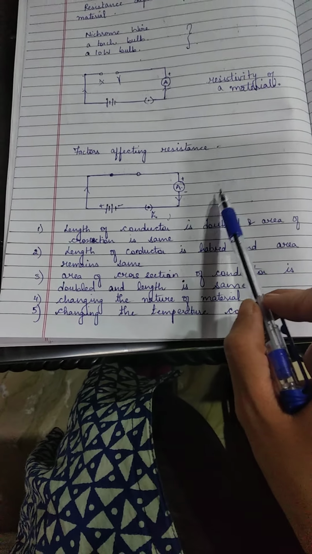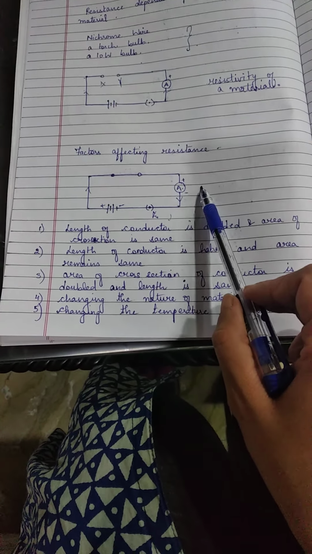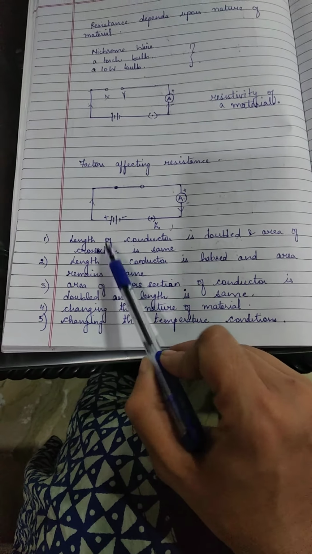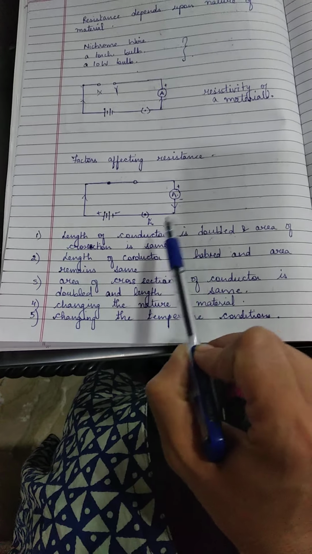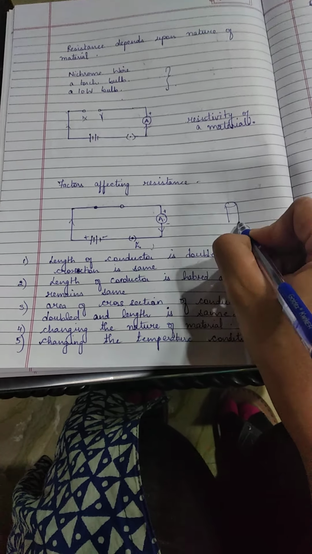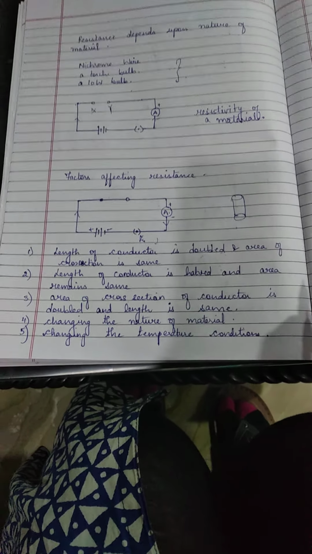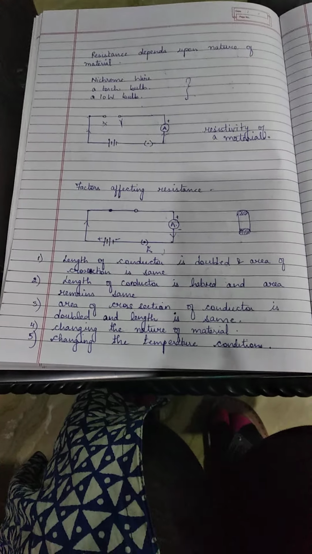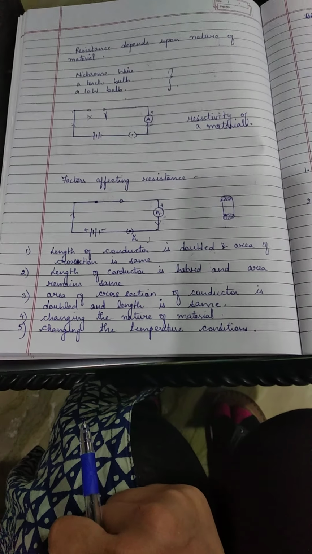So the value of current will be different in this case. That is, I have changed the length of the conductor, but not the area of cross section. Now for a conductor, what is the area of cross section? Let us say this is a cylindrical conductor. The area of cross section would be this particular circular area that I'm talking about.